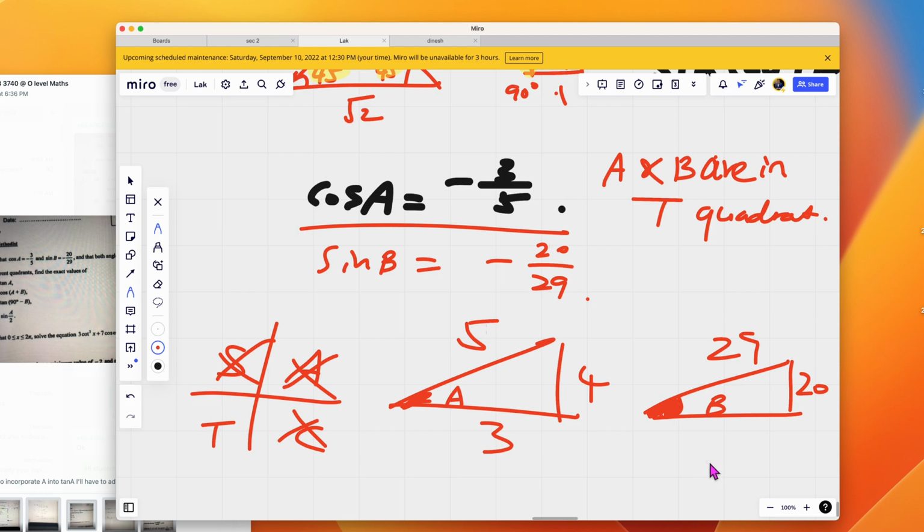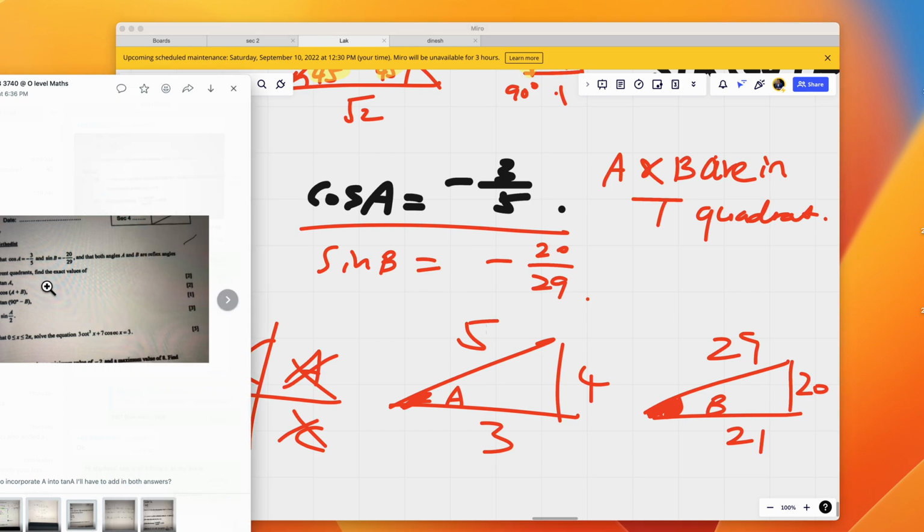Just give me in square root format, like if it's not a nice number. Okay. So 29 squared minus 20 squared, then square root this. 21. Okay, good. With this, I think it's pretty easy already. This will give you the sign. This will give you the magnitude. Right? Okay.